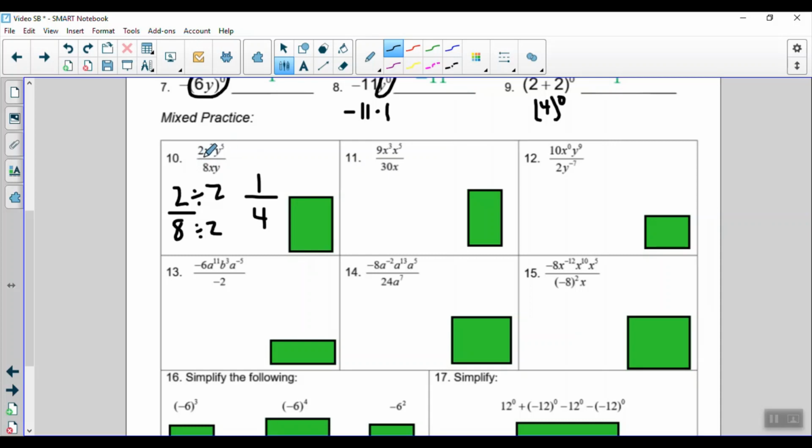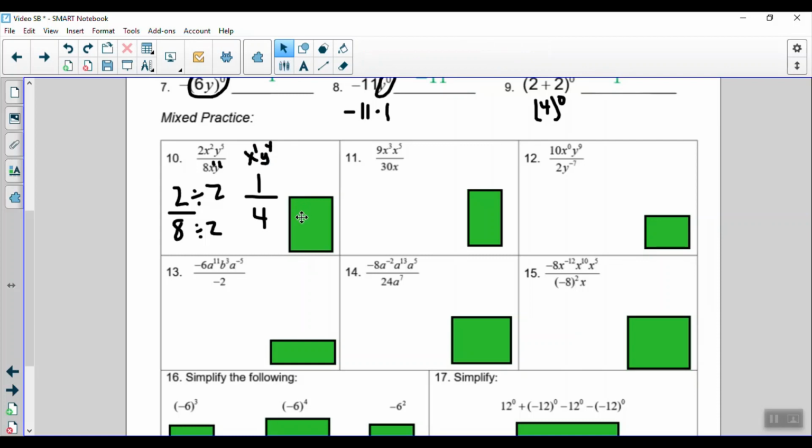Okay, then we have lots of variables going on. Remember, when we're dividing our variables, we subtract our exponents. So here we can't see our exponents on our x or our y, so they're both 1s. So x squared, x to the first, 2 minus 1 would give us x to the first power. 5 minus 1 gives us y to the 4th power.